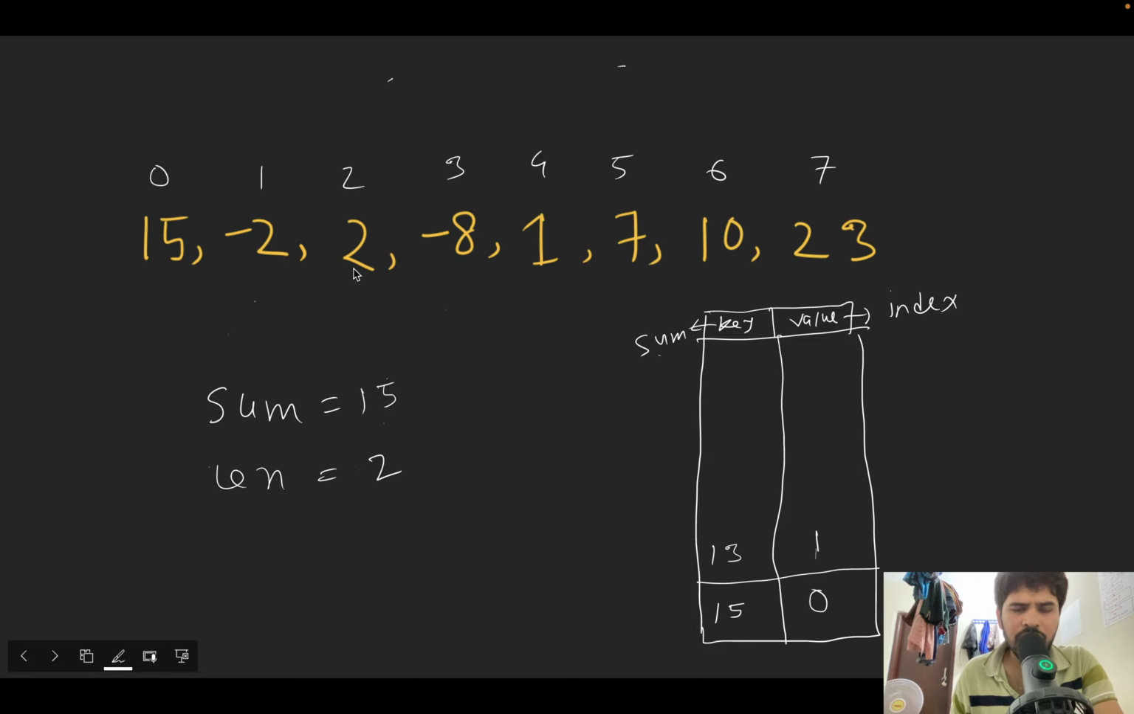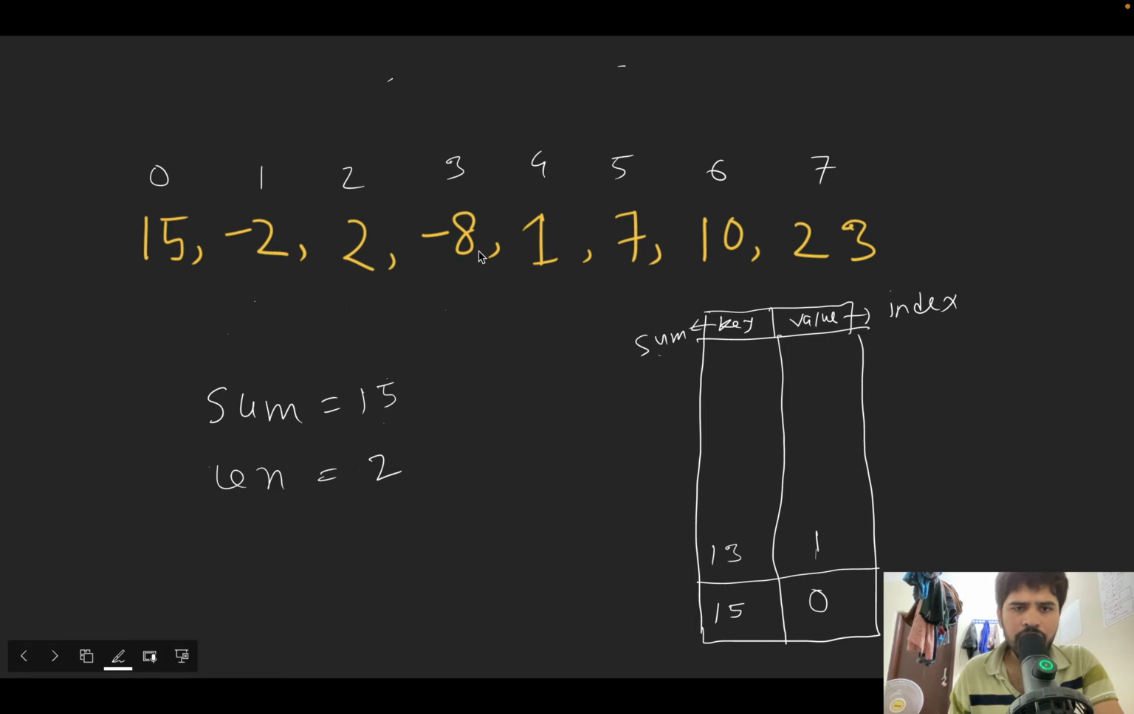We have here at this point 15. We're not going to update the value here, 0, with this value. We don't need that, because we are trying to find out the length of the largest subarray that sums to 0. So we will not update it. If we update it, we will not get the largest subarray that sums to 0.